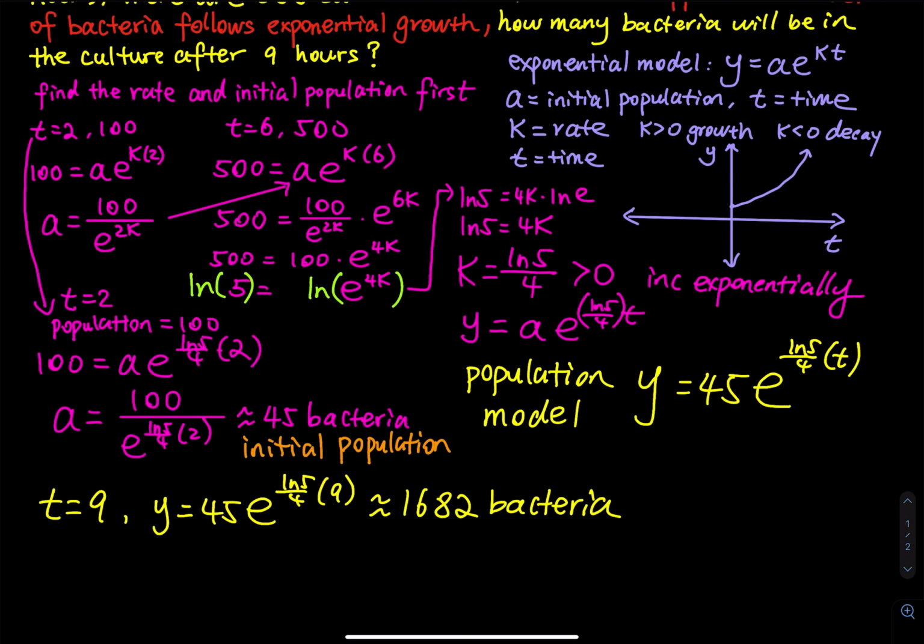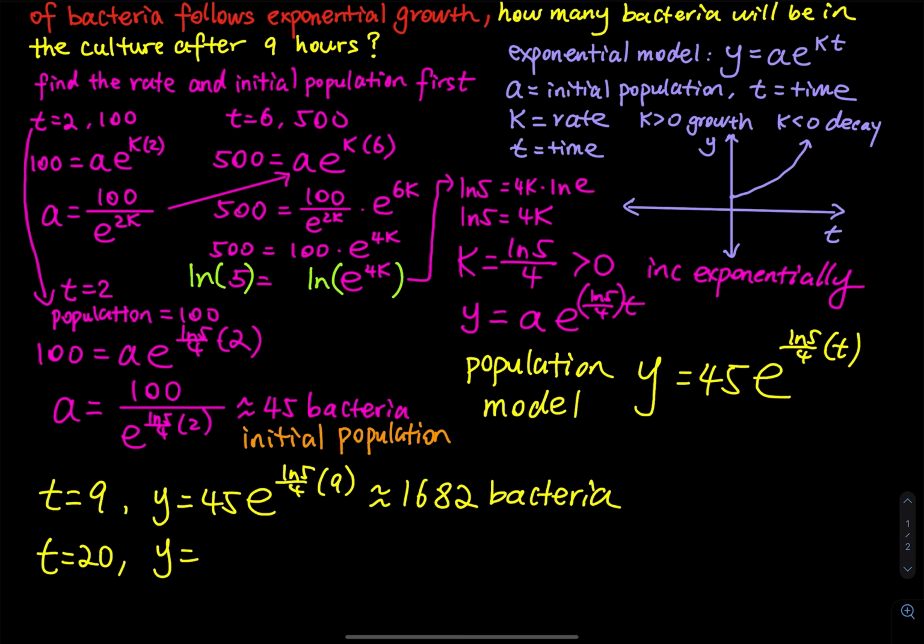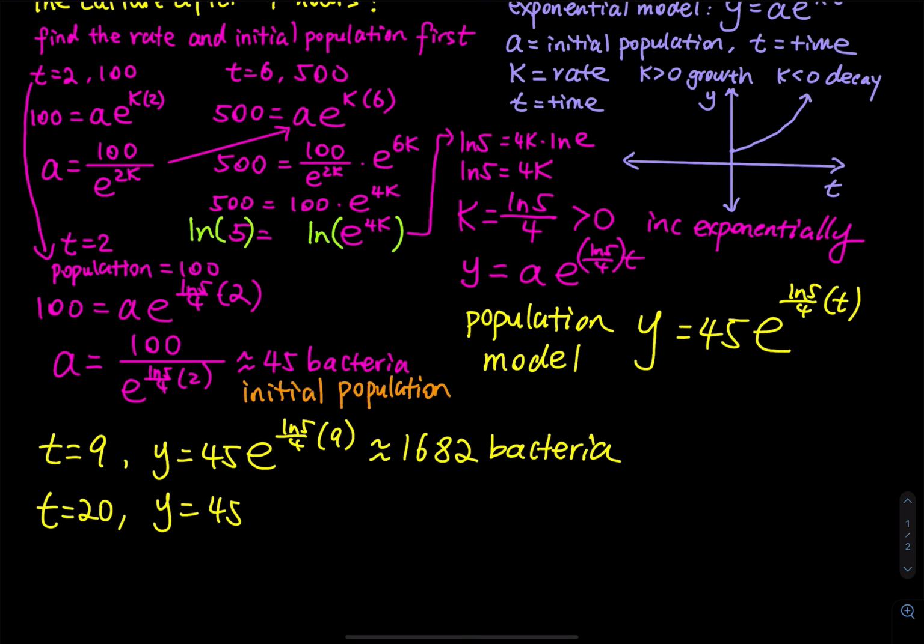Let's add another problem. How many bacteria are there after 20 hours? Should be a lot, right? So y equals 45 times e to the ln phi divided by 4 times 20. This is approximately equal to 140,625 bacteria.